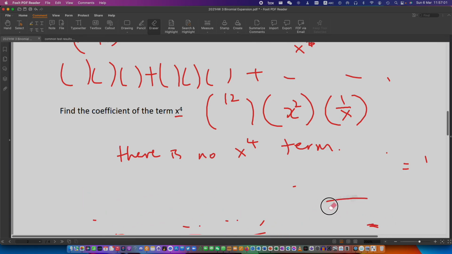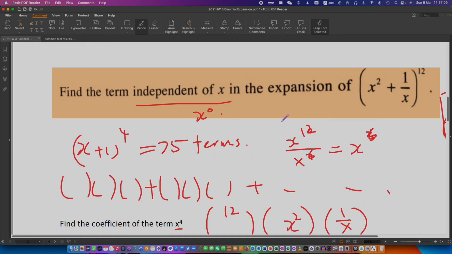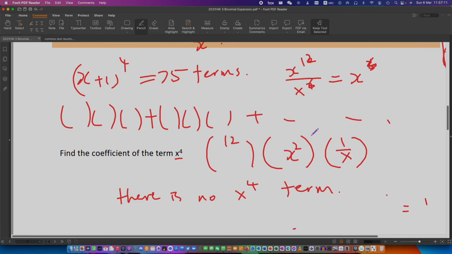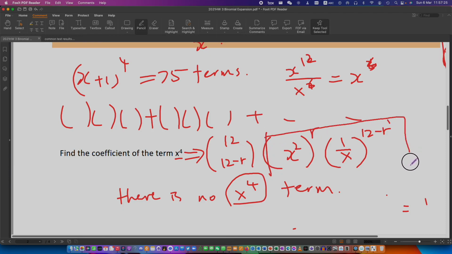That means you will never get r equal to that. So this is the r, this will be the 12 minus r. So this is the general term formula. Now what you need to show is whether you will get x to the power 4. You just focus on the indices here. So you get x to the 2r, then over here is x to the 12 minus r.